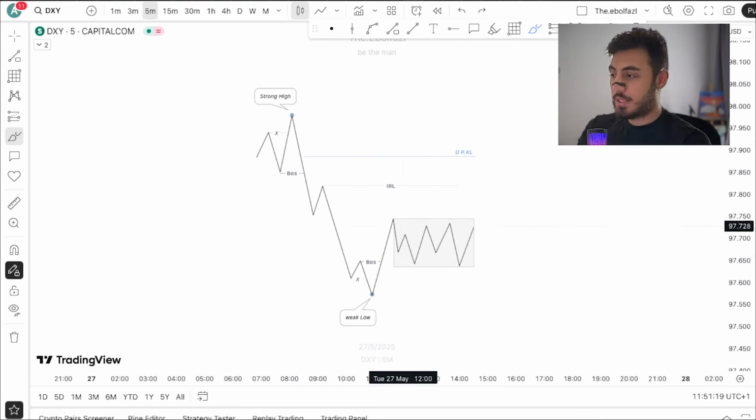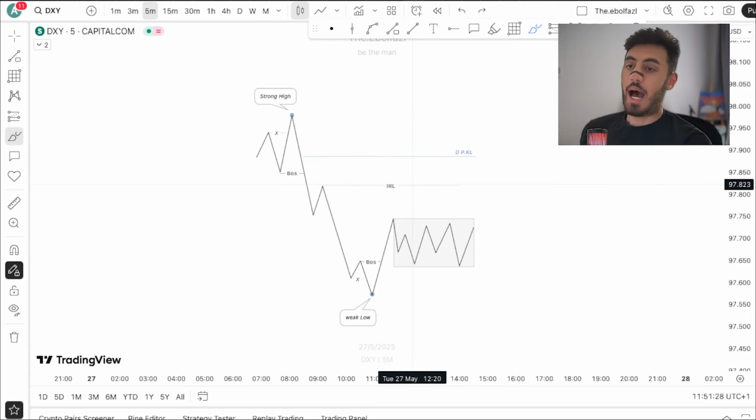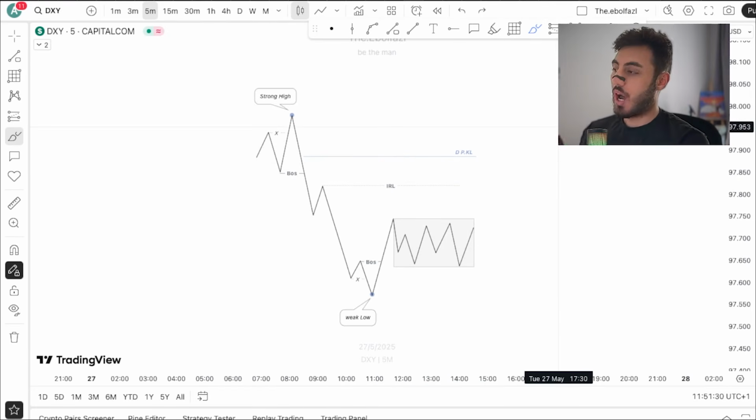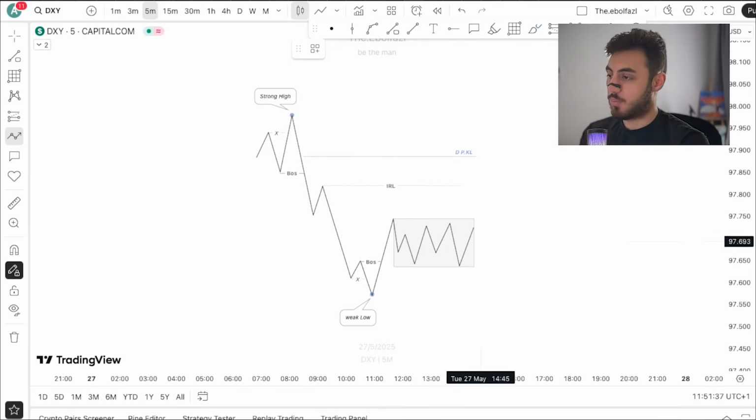Now let's say this is the Asia session here, price finishes. I have my daily pro key level, I have my strong high, I have my weak low, and I have my internal range liquidity. So how does my setup look? I'm looking for a highest quality setup. That means I'm looking for confirmation in this area. The first thing I'm waiting for is price to take out the internal range liquidity of the range.